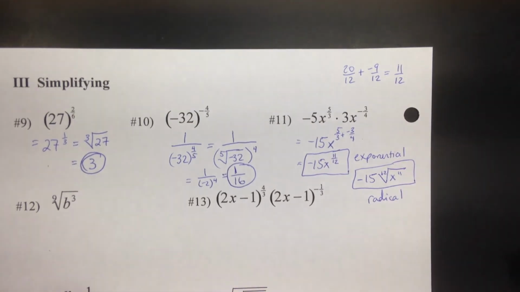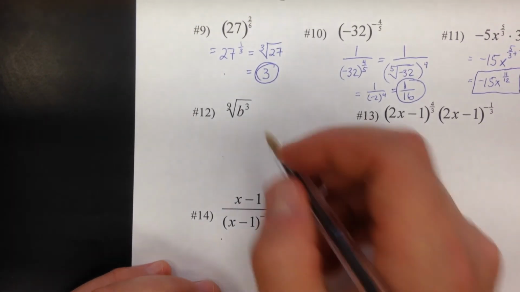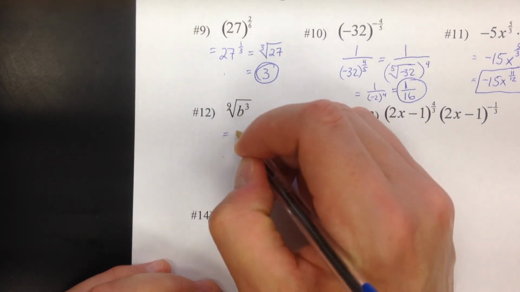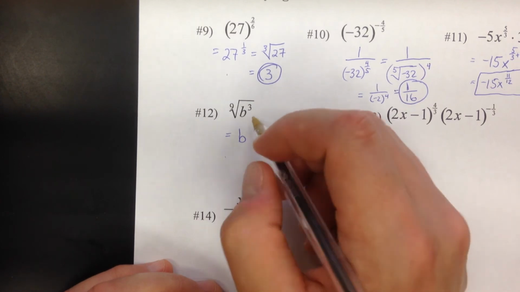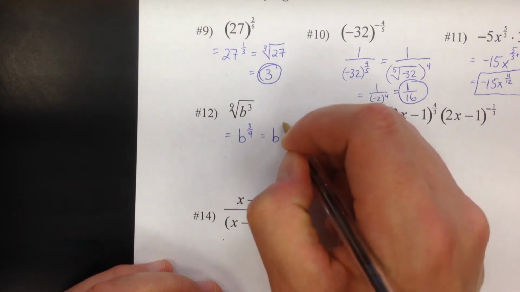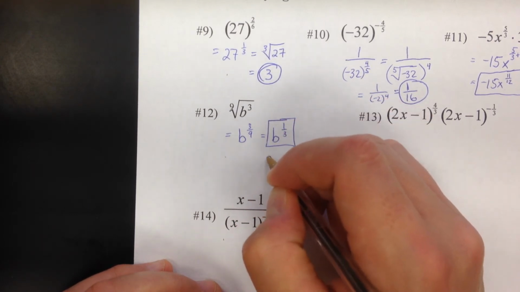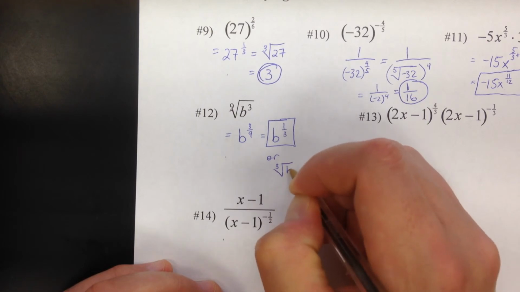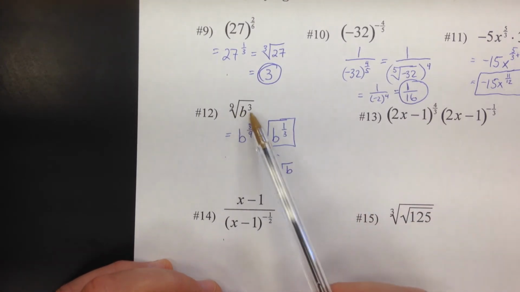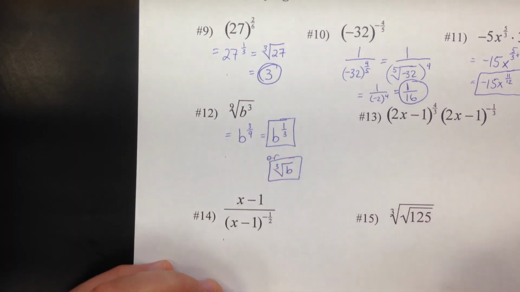Okay? Number 12, the 9th root of b to the 3rd. What I'm going to do is convert that to rational exponents. That's b to the 3 over 9, which reduces to 1/3. And again, we can leave it like that, or we could write that as the cube root of b. So you can actually simplify this and write it as the cube root of b as a radical.